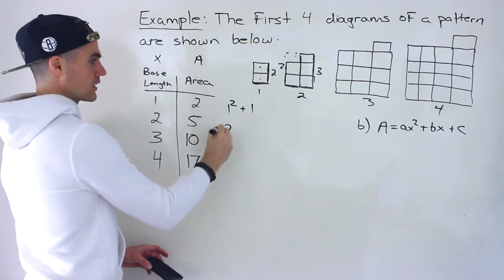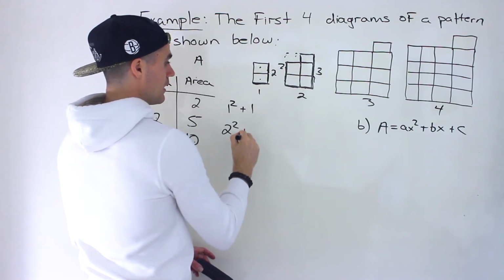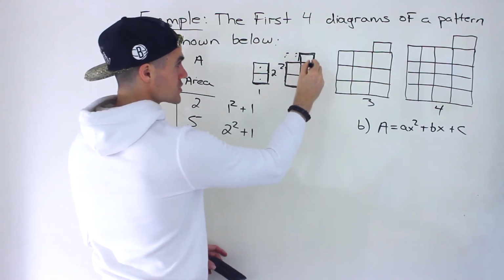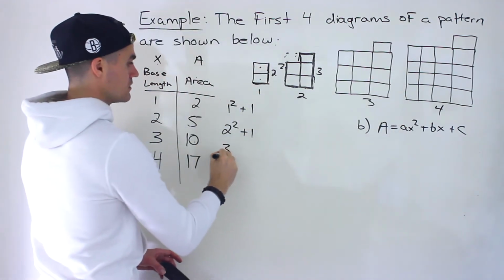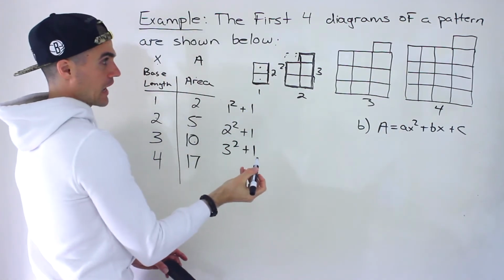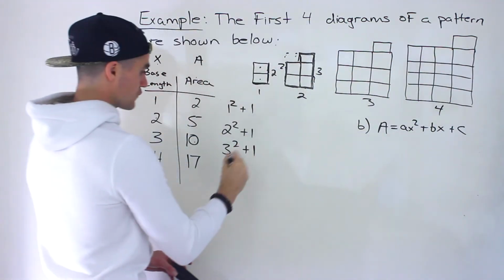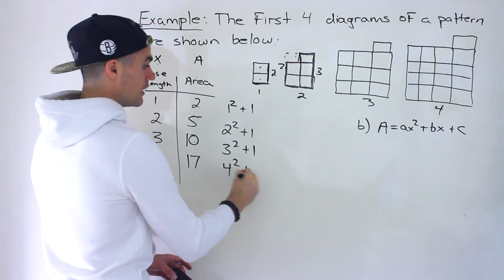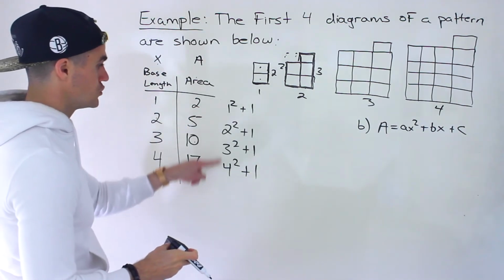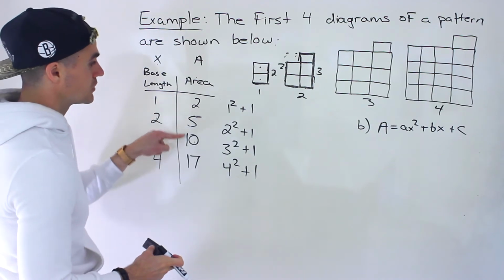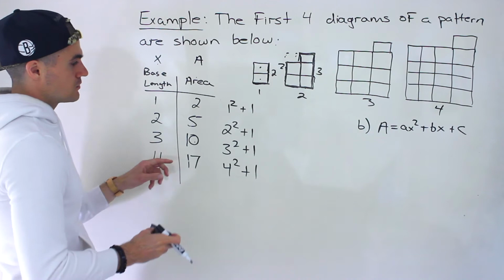Notice here, we're doing 2 squared, which would give us this 4 over here. And then we're adding that 1 square at the top. Over here, notice we got 3 squared. And then we're adding that 1 at the top. Over here, we got 16, which is 4 times 4, so we'll have 4 squared, and then we're adding that 1 at the top, right? And then notice if you do these calculations, you end up with these values over here. Okay, so that's another way to do it.